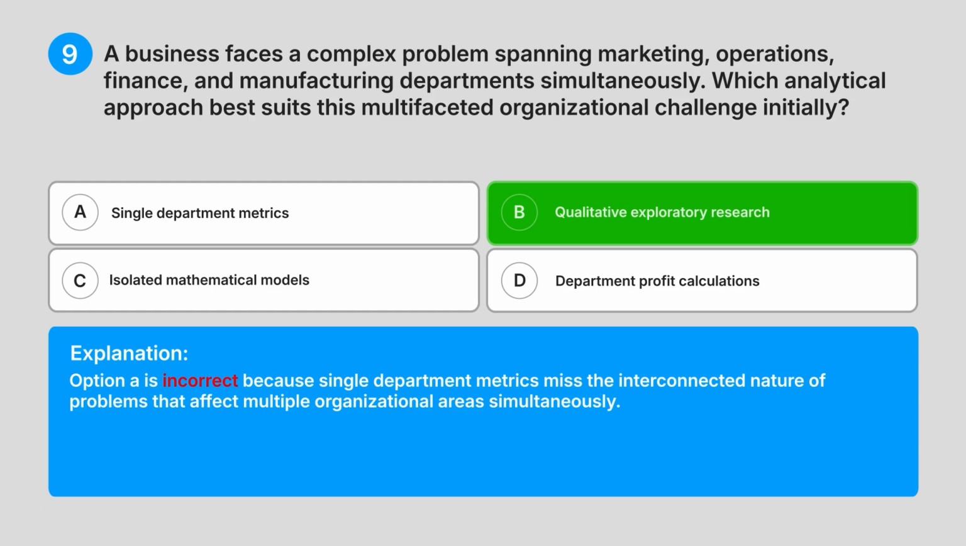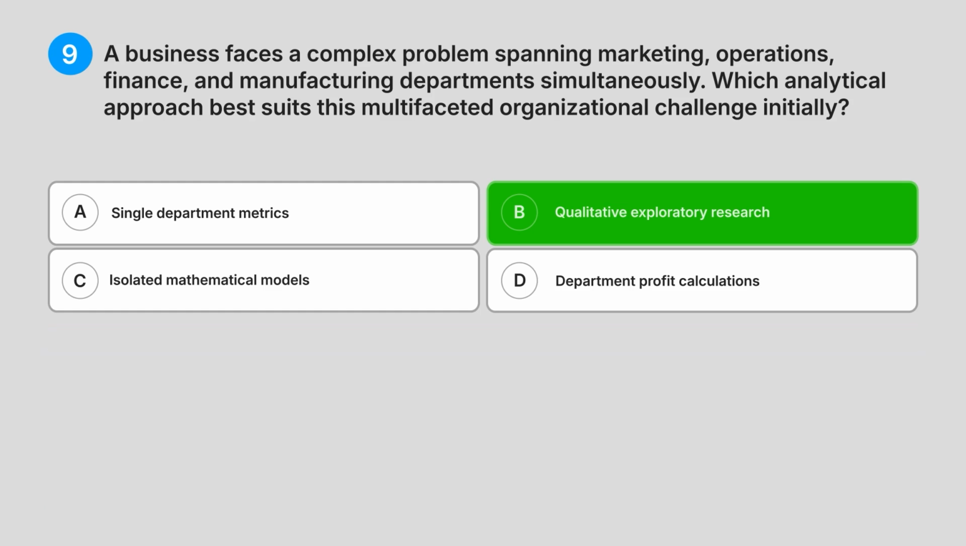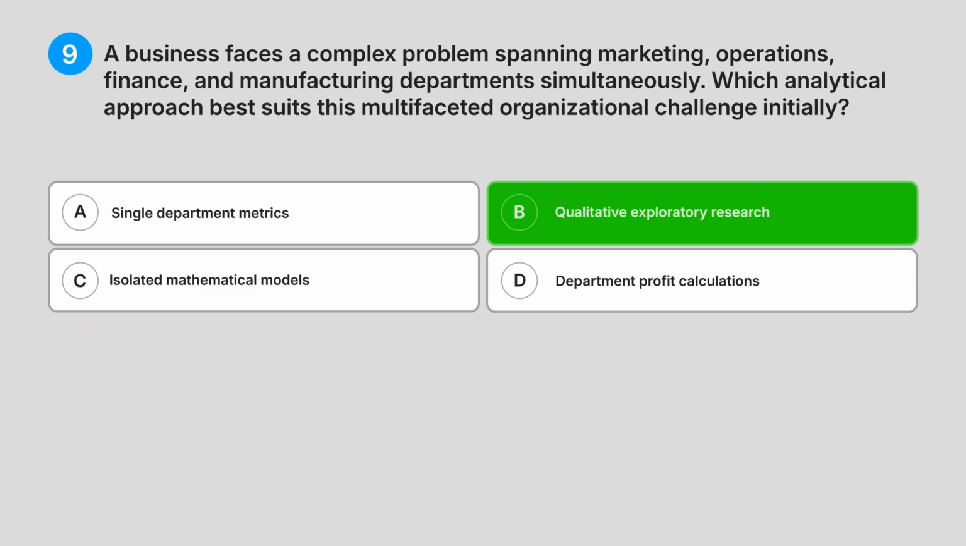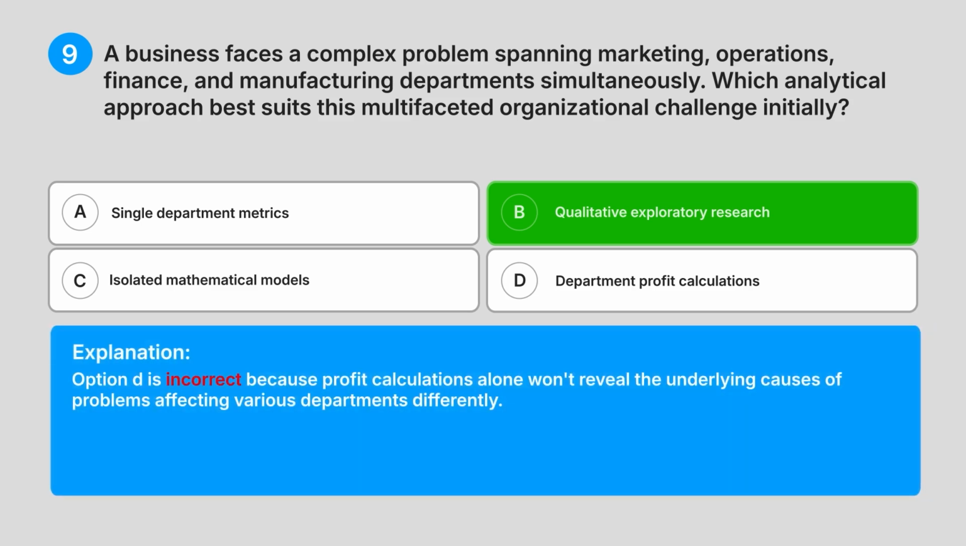Option A is incorrect because single department metrics miss the interconnected nature of problems that affect multiple organizational areas simultaneously. Option C is incorrect because isolated models cannot capture the complexity of issues that involve multiple, interrelated organizational departments. Option D is incorrect because profit calculations alone won't reveal the underlying causes of problems affecting various departments differently.